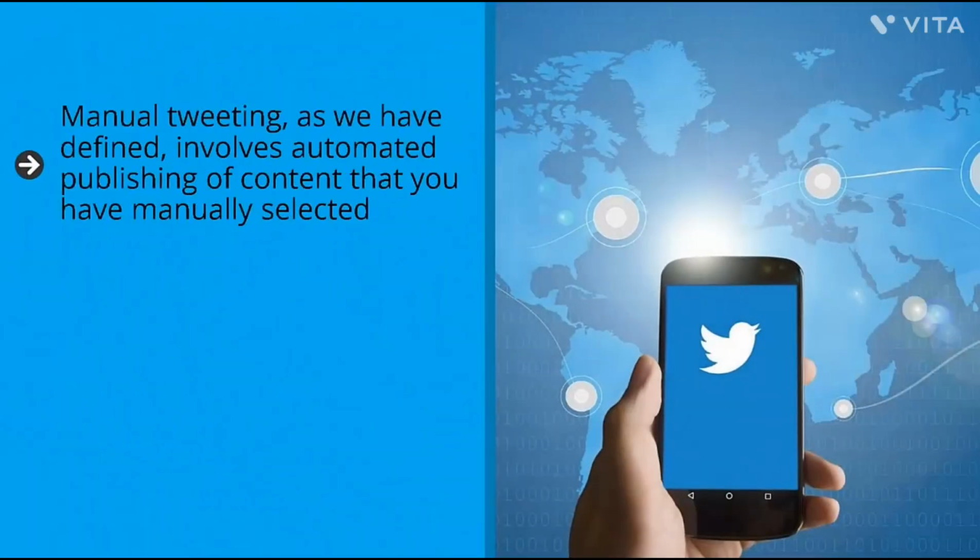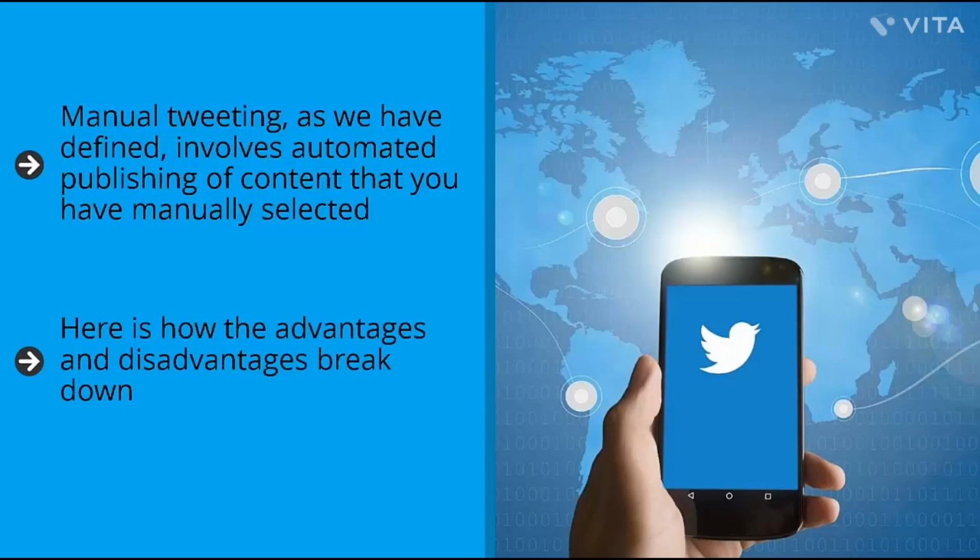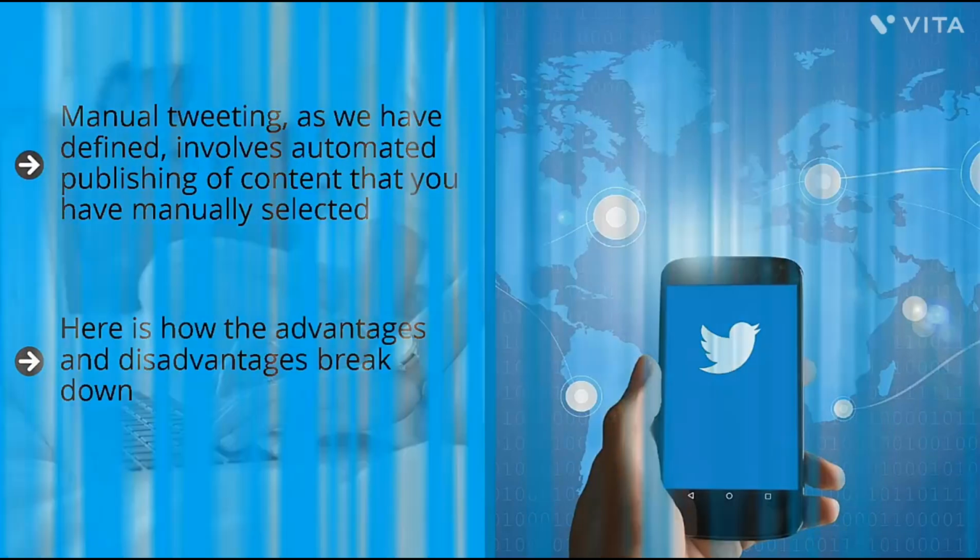Manual tweeting, pros and cons. Manual tweeting, as we have defined, involves automated publishing of content that you have manually selected. This is content that you have curated. The publication is automated, but your engagement is manual. You're going to find niche-related accounts. You're going to engage with them manually. You're going to tweet, leave comments, so on and so forth. Here is how the advantages and disadvantages break down.